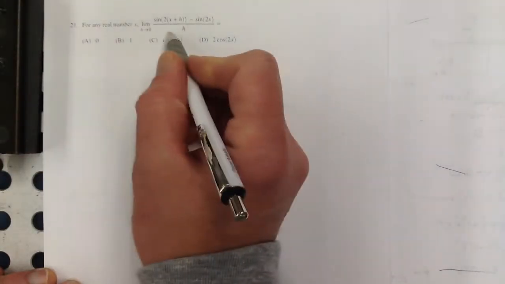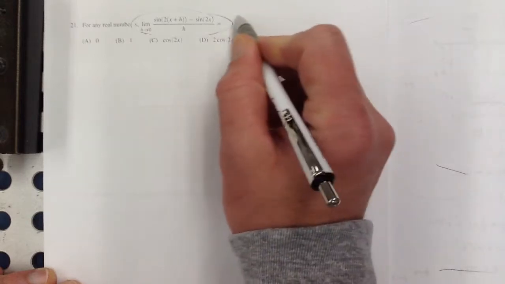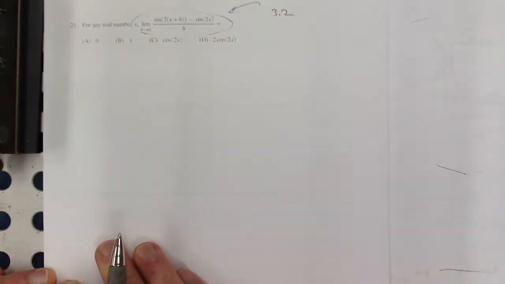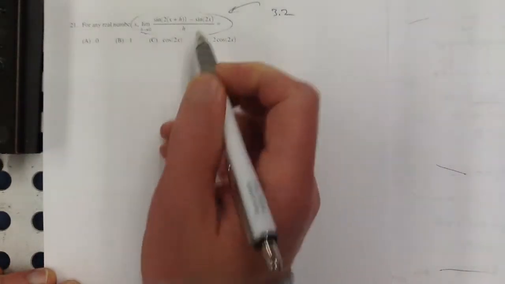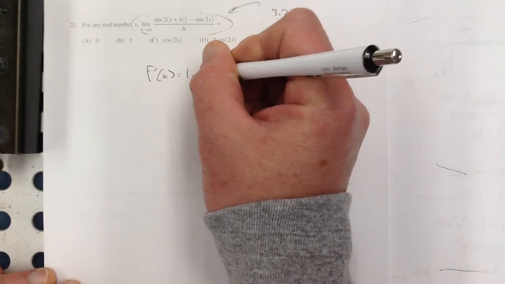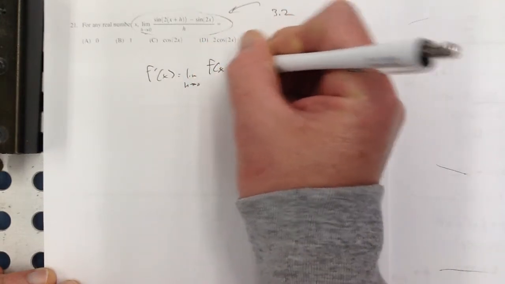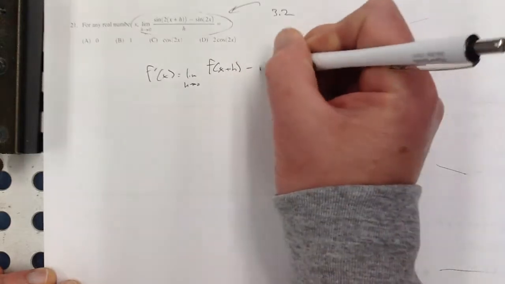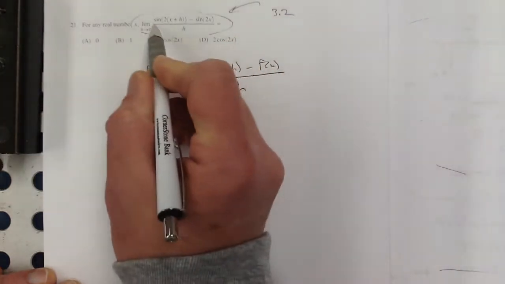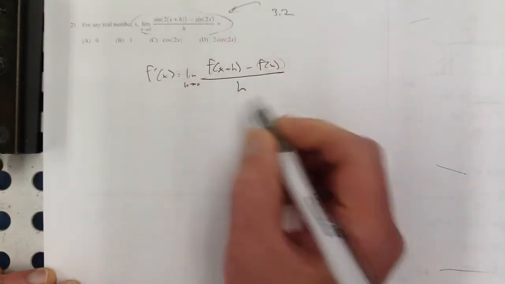Here is a limit, but I hope that when you look at this you recognize that this is the definition of the derivative. I believe that's in section 3.2 that we see this definition of the derivative, that f prime of x is equal to the limit as h approaches 0, f of x plus h minus f of x all over h. So what's the function here? The function is the easiest to spot right there.